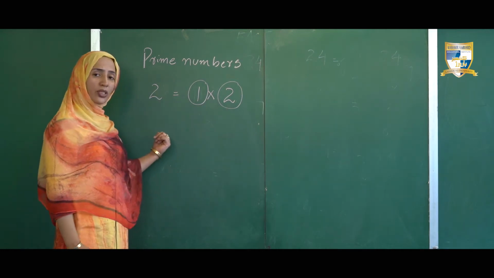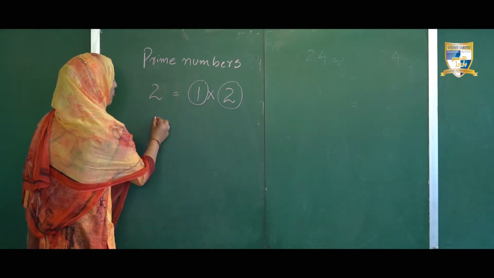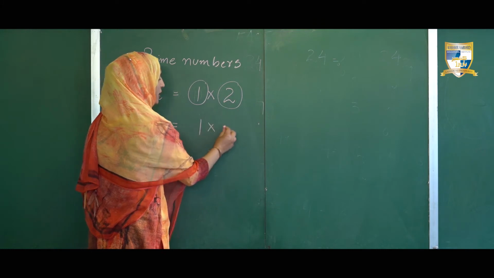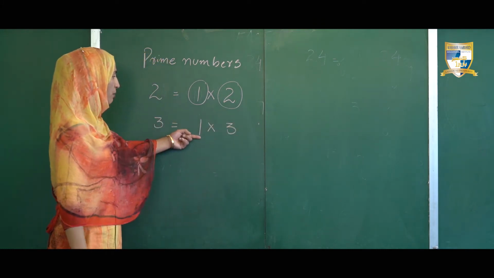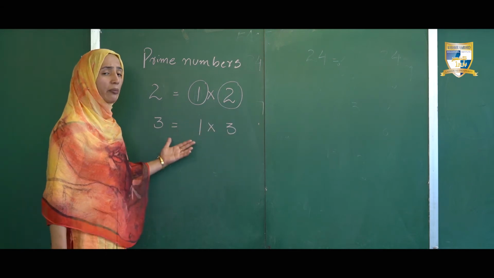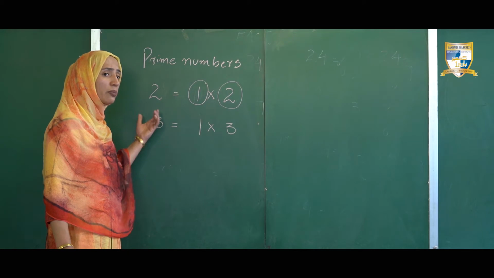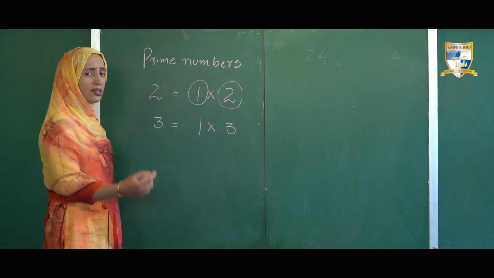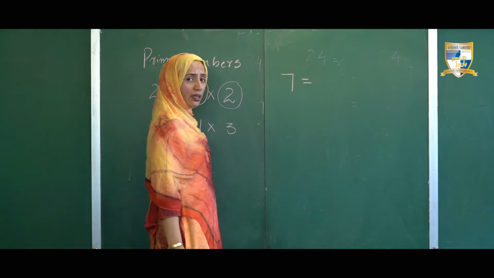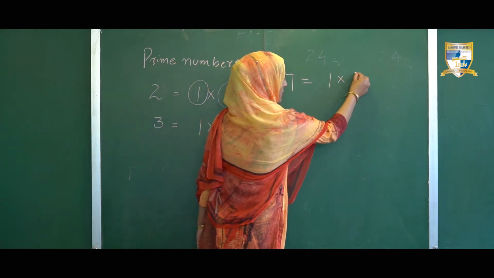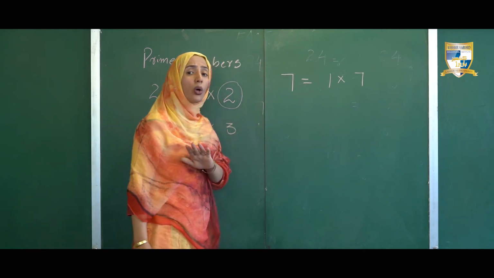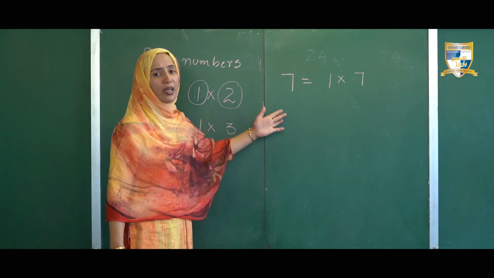Now, after number 2, we'll move on to number 3. Number 3 can be expressed as 1 multiplied by 3. 1 is a factor of 3, and 3 is a factor of 3. This is the only possible combination in which number 3 can be expressed. That means number 3 is exactly divisible by 1 and 3 itself. Let's take another example, number 7. The possible combination for writing 7 is 1 multiplied by 7. These are the only two factors of 7, meaning there is no other factor that can divide 7 evenly.